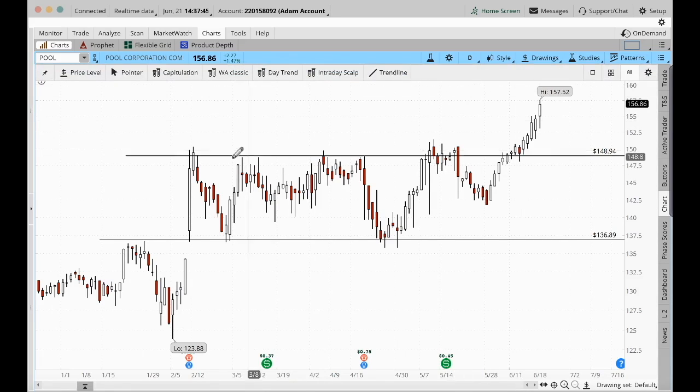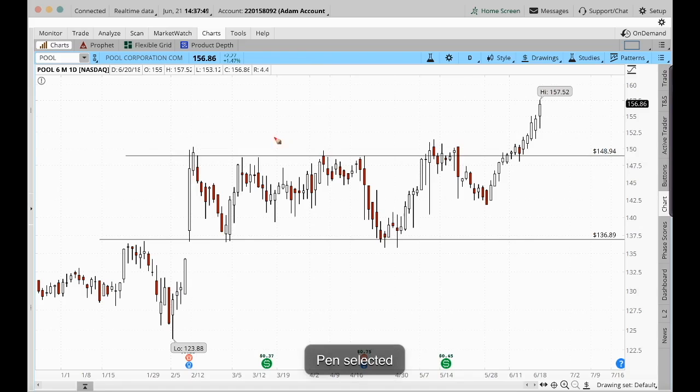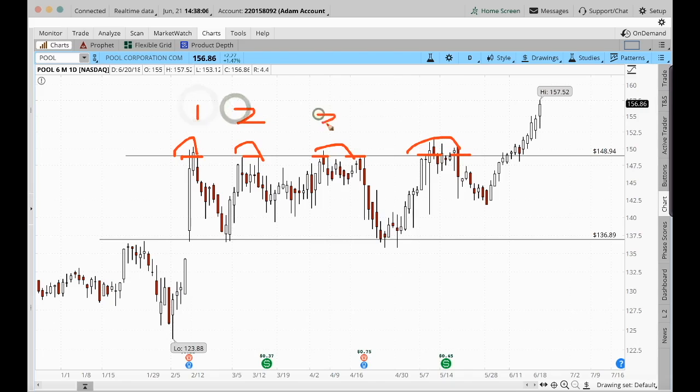So you can see me drawing this resistance over here. And again, why do I draw it here? Because it's the line of best fit. It touches as many points as possible, right? So to me, this is a strong resistance. And it tests 1, 2, 3, 4. It tests 4 times. So it is a strong resistance. Okay, and here is 1, 2, 3. Test 1, test 2, test 3.